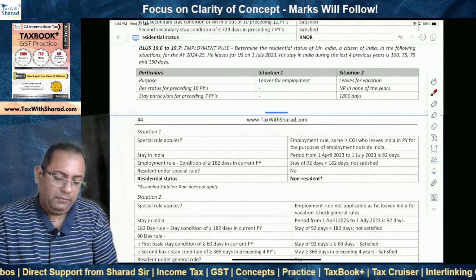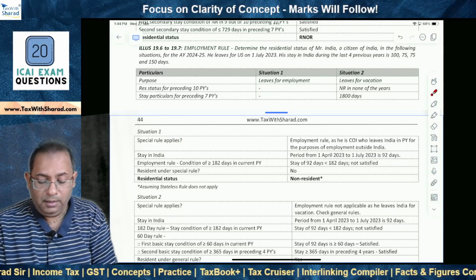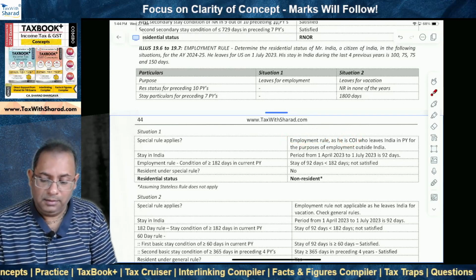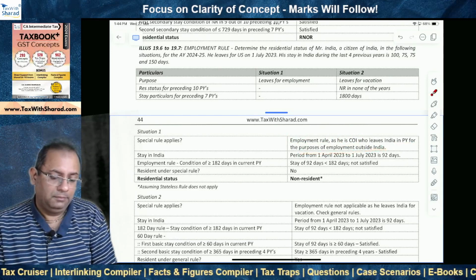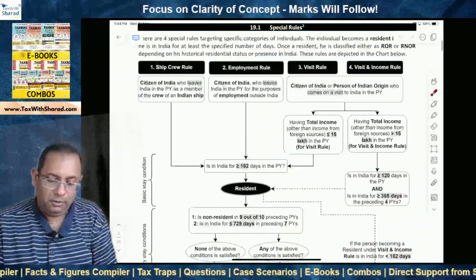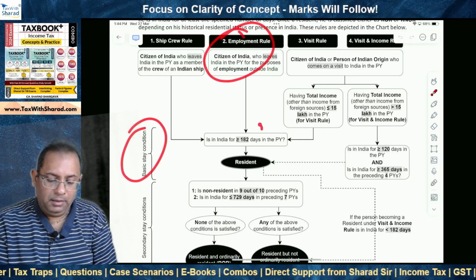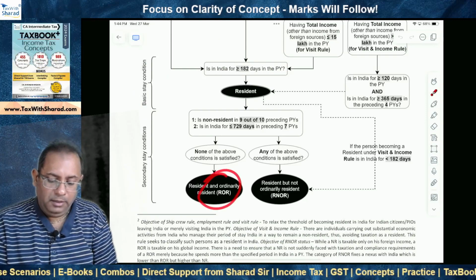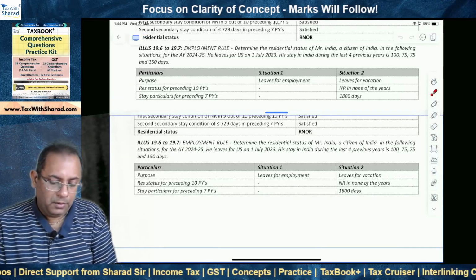So what should be the first step? The first step should be to check whether a special rule applies, and here you can very clearly see that the employment rule applies. Why? Because he is a citizen of India. Mr. India is a citizen of India who leaves India in the previous year for the purposes of employment outside India. Okay, so the employment rule applies, and this is a special rule. The basic stay condition to become a resident is 182 days or more in the previous year, and then we check whether the person will be ROR or RNOR as per the secondary stay condition. So 182 days is the threshold to become what?